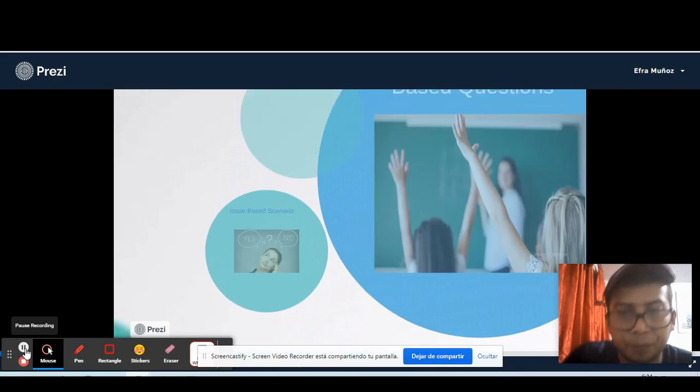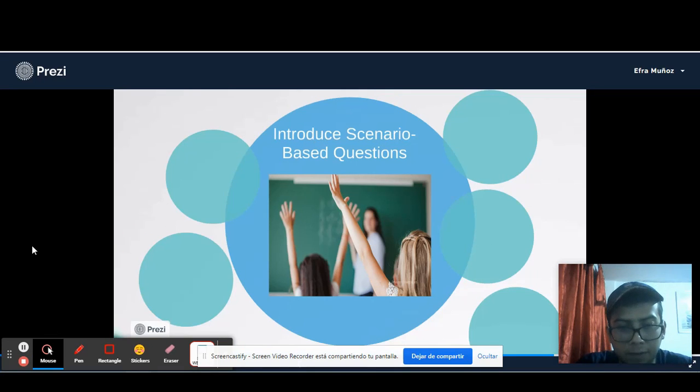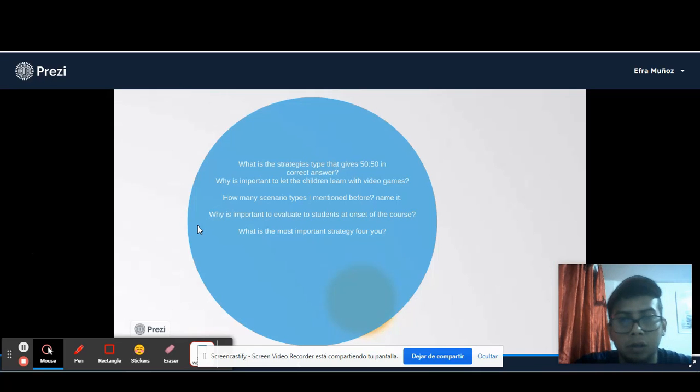Okay, the speculative scenario. In this scenario, the students have to predict the outcome of an event in the future based on their knowledge and deductions. Okay, and finally, we have the game scenario. As is evident from the name, this scenario involves the use of games as a learning tool.